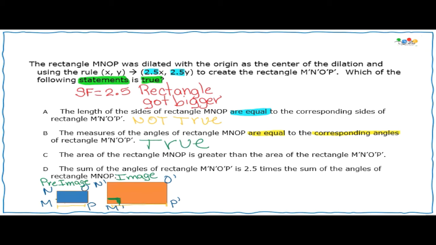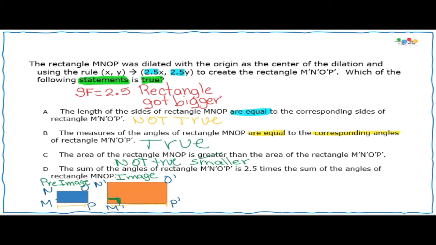Look at what C says. The area of the pre-image, which is MNOP, is greater than the area of the second rectangle. That's not true, right? Because the area of the first one, the pre-image, is actually smaller. Very good. So the area of MNOP is not greater, it's actually smaller than the area of the second one. So this is not true.